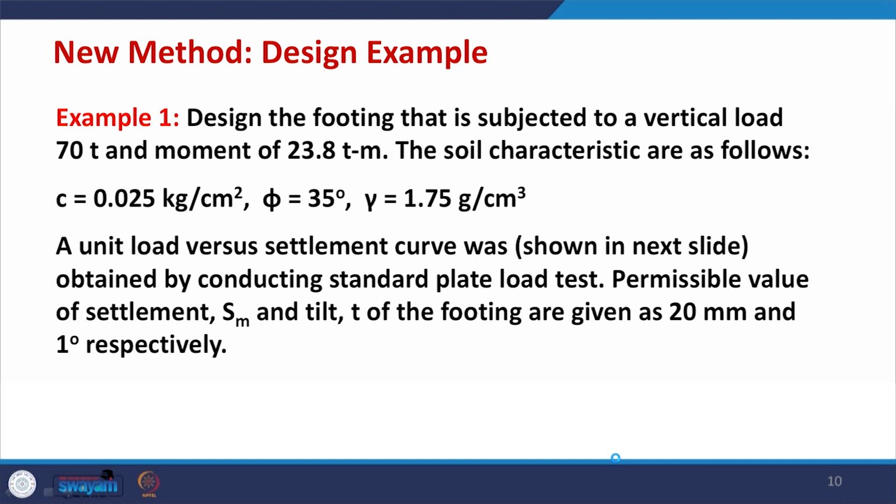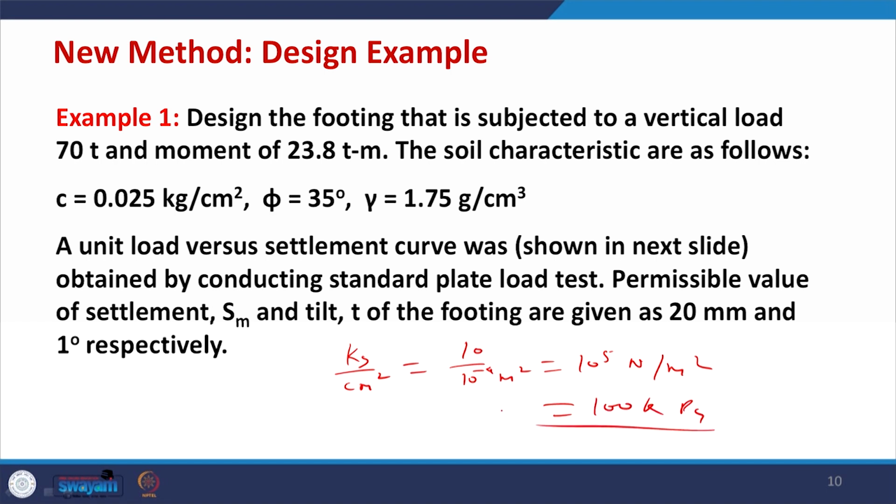So, if I multiply by this, you will get 2.5 kPa. The value of cohesion is very small here. Then you have phi equal to 35 degree, and the unit weight gamma is given. Once you have kilogram force per centimeter square, basically it is 10 to power minus 4 meter square, so that means 10 to power 5 Newton per meter square, that means 100 kPa, right. If I multiply 0.025 by 100, I get 2.5 only. So, the C value is 2.5 kPa, a very small value. So, C is negligible in this case.